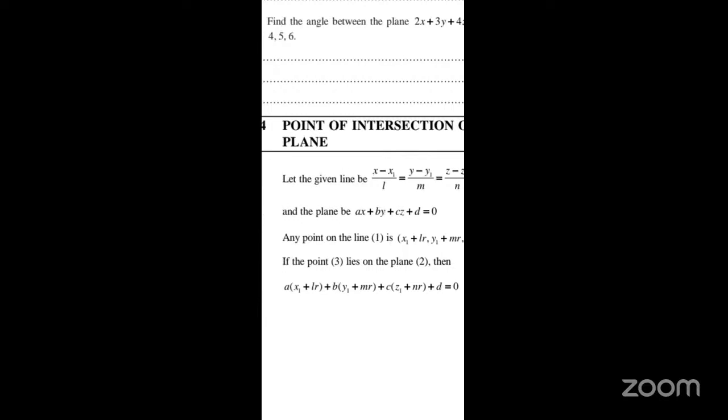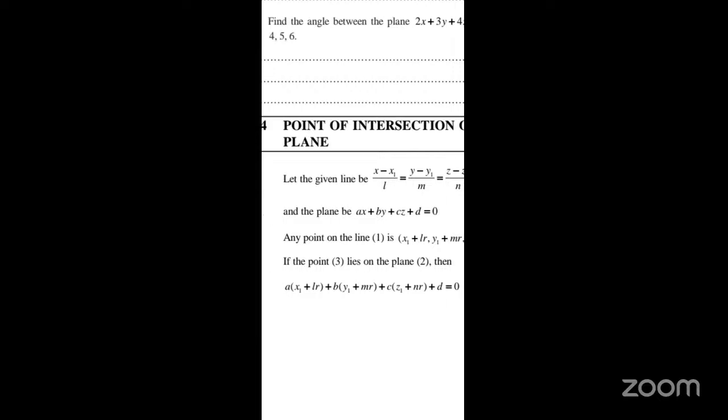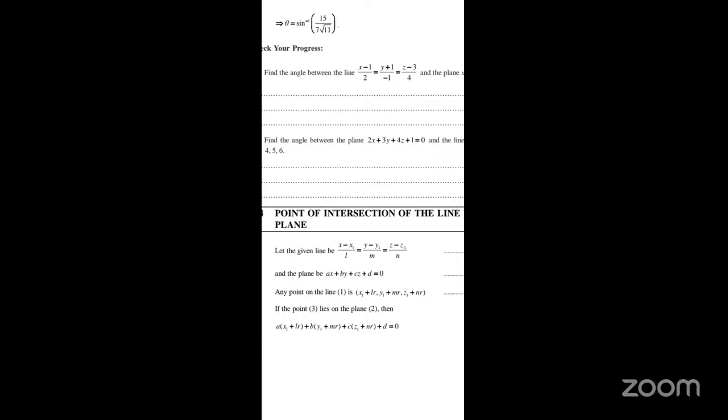Say that is the given line, the first equation. The plane is ax plus by plus cz plus d equal to 0, so that is the required plane. The coordinates of the point on the line are lr plus x1, mr plus y1 and nr plus z1. That is the first equation.